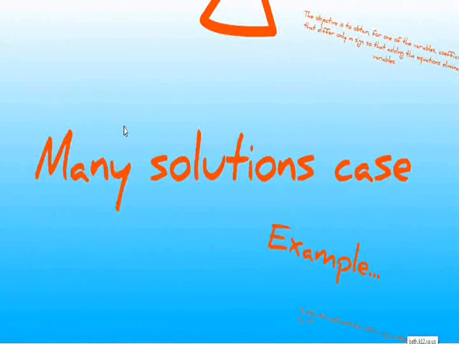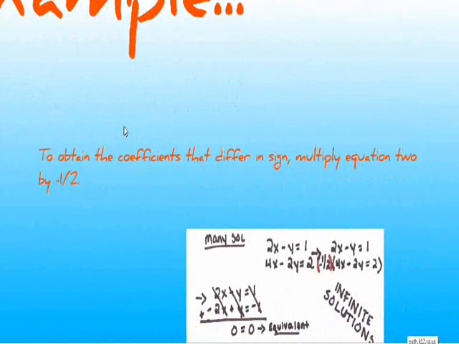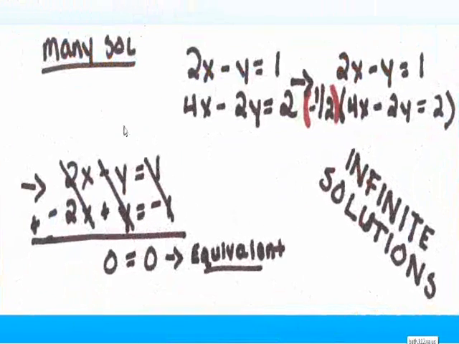Now we have a many solutions case. An example of this is a lot like the last two we did. To obtain the coefficients that differ in sign, you multiply equation 2 by negative 1/2. So again, you multiply 4x minus 2y equals 2 by negative 1/2, which gives you negative 2x plus y equals negative 1. And when you add that to the first equation, that cancels everything out, which equals 0, which is equivalent to infinite solutions.